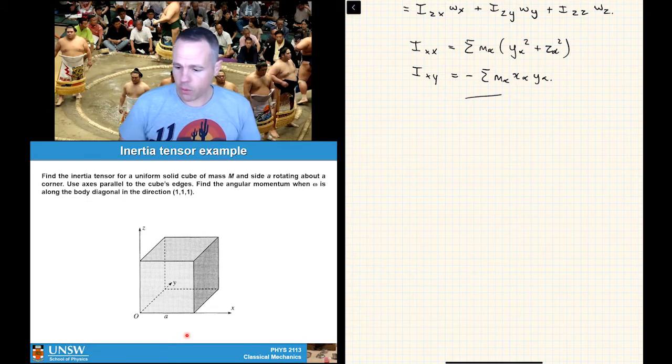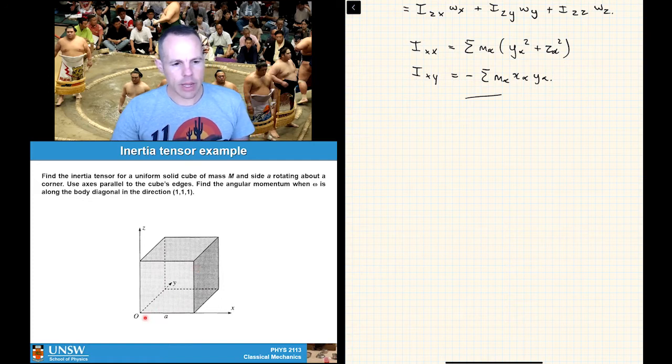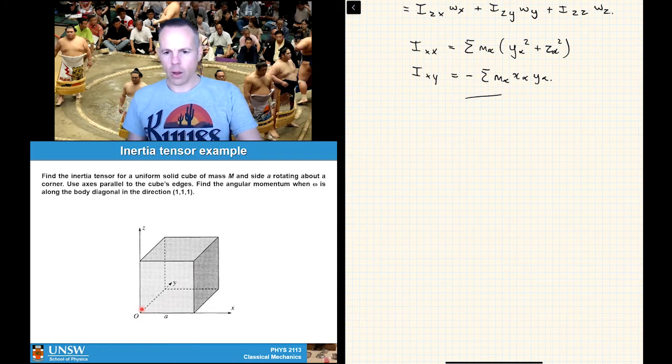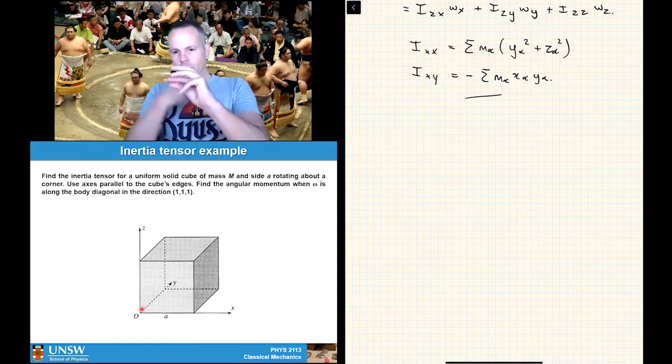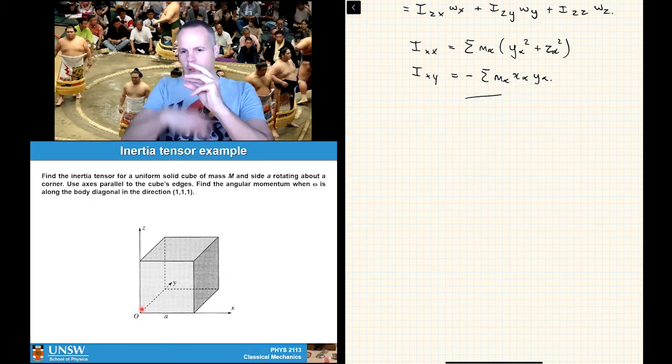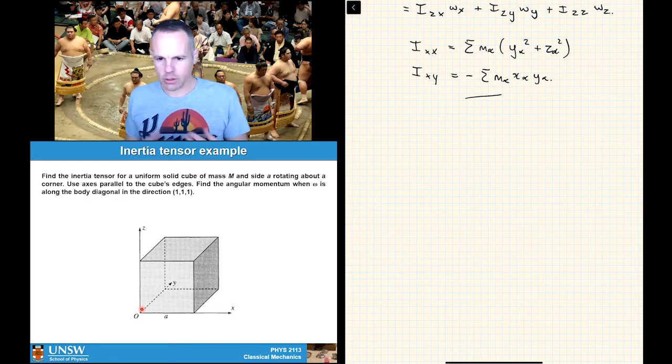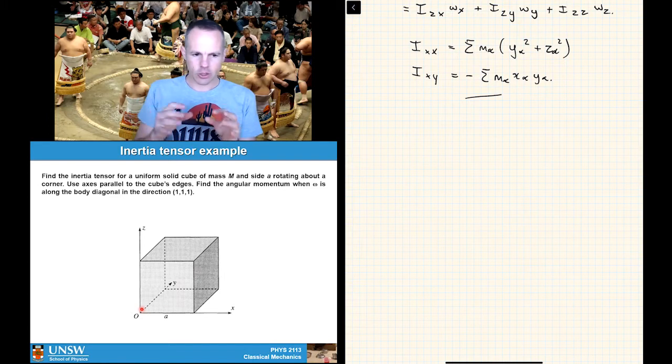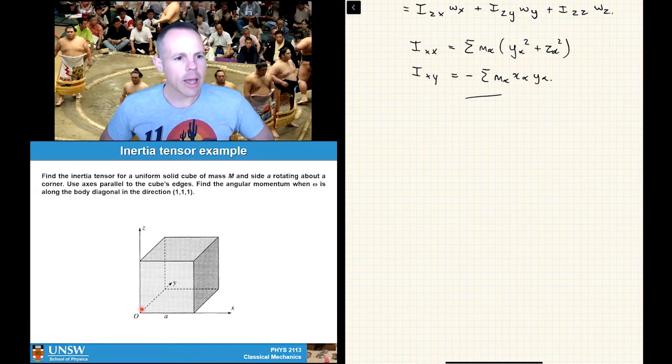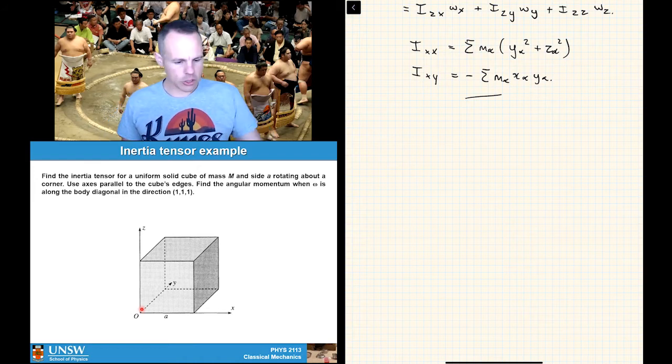So this one here, what we've got is a solid cube, side length A, mass big M, and it's rotating about this origin position, which is in its corner. So you can imagine it's sort of swinging in a circle around that origin. So it's a sort of a strange motion, right? It's not the cube rotating on its own axis, it's the cube rotating on one of its corners. Problem tells you to use axes parallel to the cube edges. In a lot of cases, questions will give you hints.